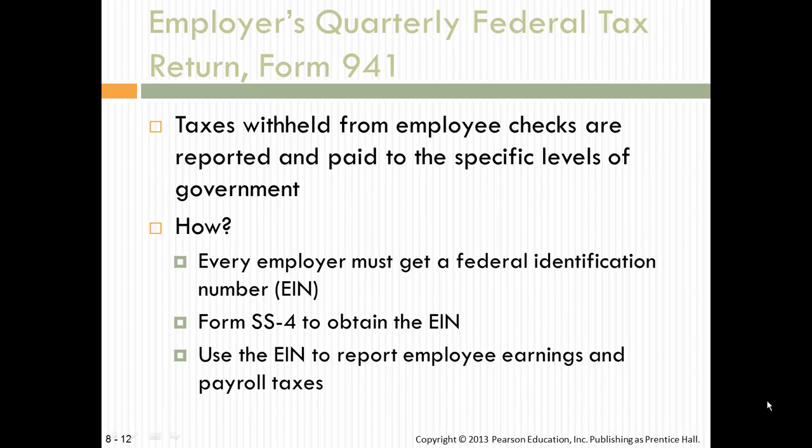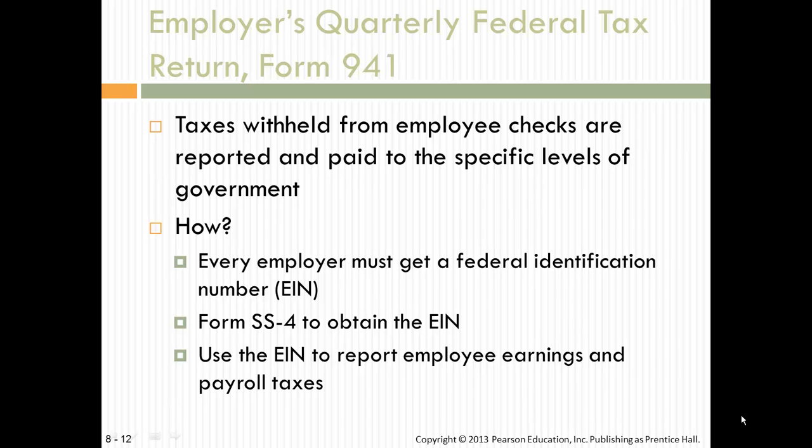Now you have an employer's quarterly federal tax return. Many companies outsource their payroll. They use companies like ADP or Paychecks, and this is done behind the scenes. But if you're preparing payroll, you need to understand what it is that you're responsible for. So every quarter there's a 941, and you must show the taxes withheld from the employee checks. And to do this, every employer must get a federal identification number, and you do that through an SS4 to obtain it, and then you use that identification number to report earnings.